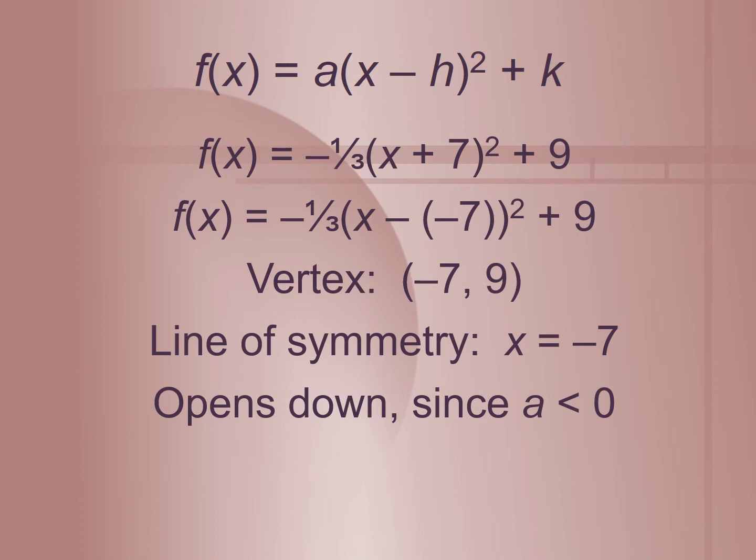And then we also know that this graph is going to open down, and we know that it's going to open down because our a value is negative. We also know that it's going to be flatter than our parent function, and we know that it's going to be flatter than our parent function because we have 1/3, which is less than 1.